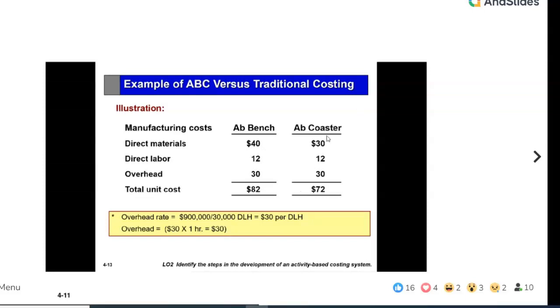Now, if I had a markup of 100%, I would sell the bench then at 144. And I would sell the coaster at 134. That would be my selling price. These are my costs to produce that I come up with in the traditional way.